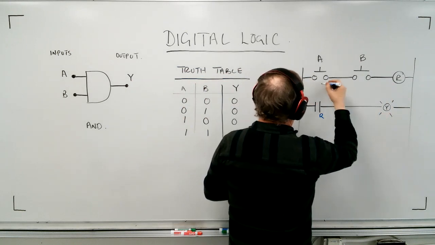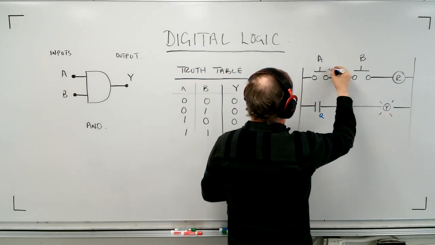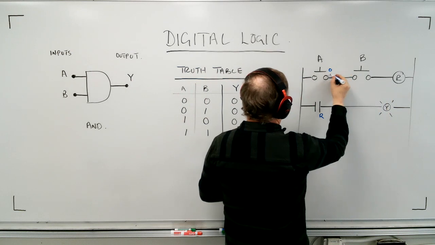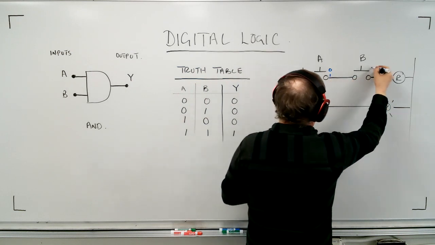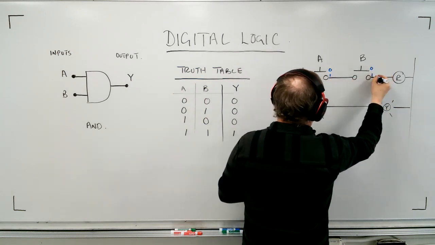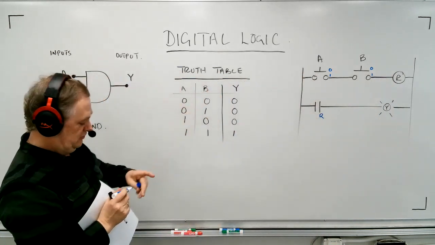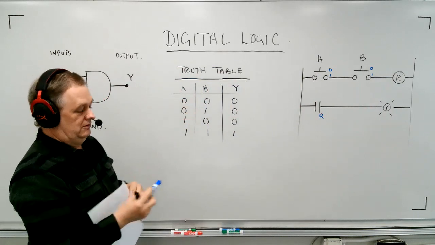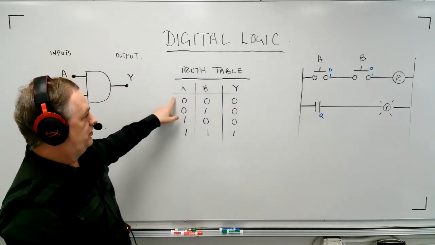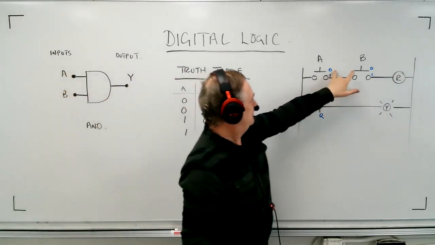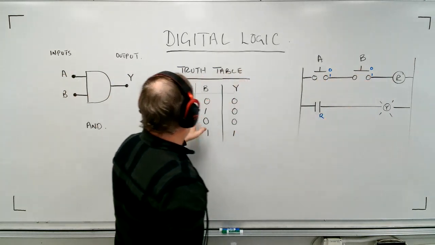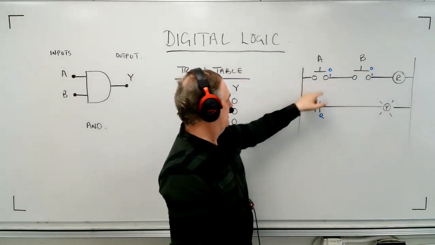Okay, it's not on. And so what we say is, in terms of input, this is 0 and this is 1. This is 0 and this is 1. So this is how we can compare it to our truth table. So we're not pushing either button, 0 and 0. And you can just look at this circuit and see what happens.